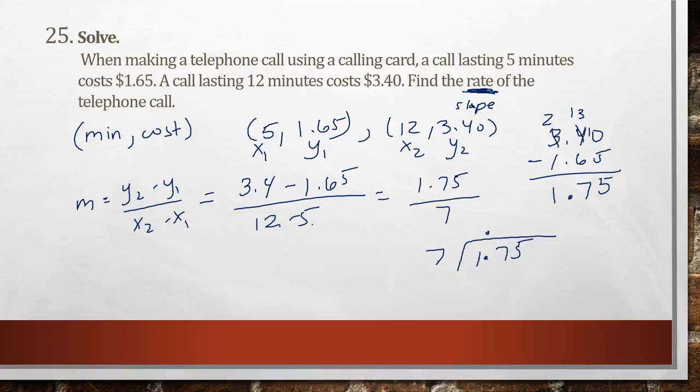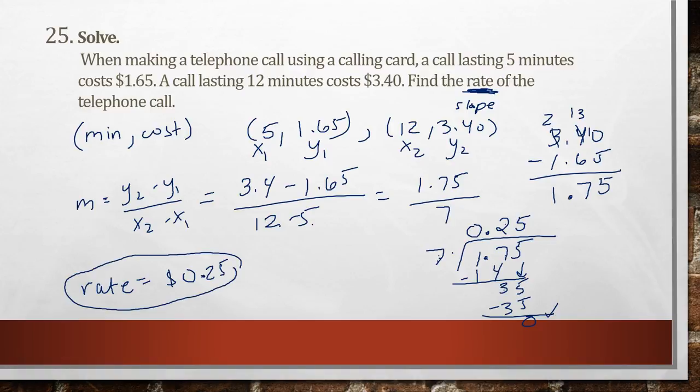So 7 does not go into 1, so we put a 0 there. But 7 does go into 17, and that would be 2 times. So 2 times 7 is 14. Subtract it, that gives us 3. Bring down our 5. 1 minus 1 is 0, so nothing's there. And 7 goes into 35 5 times. 5 times 7 is 35. And we subtract it, and that zeroes out, which is what we wanted. So it says find the rate of the telephone call. So the rate is equal to 0.25 or 25 cents per minute.